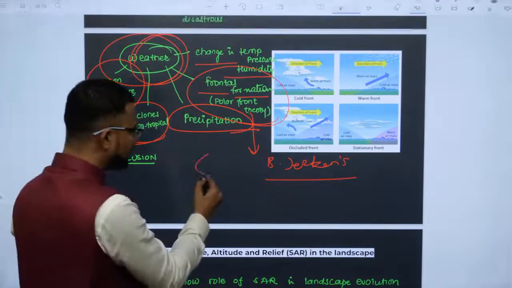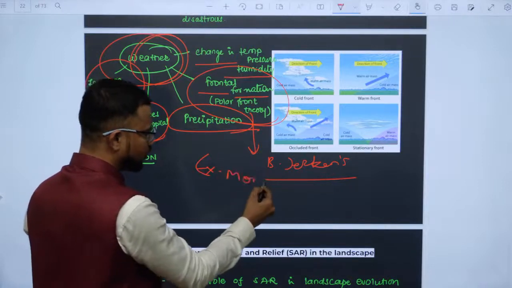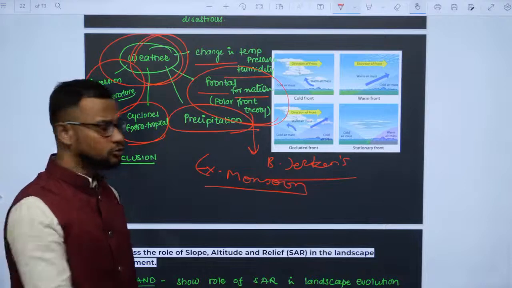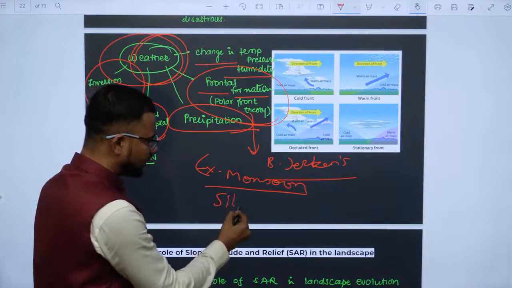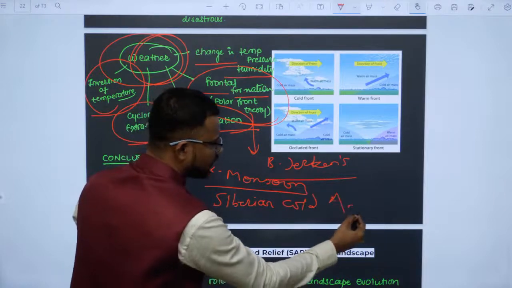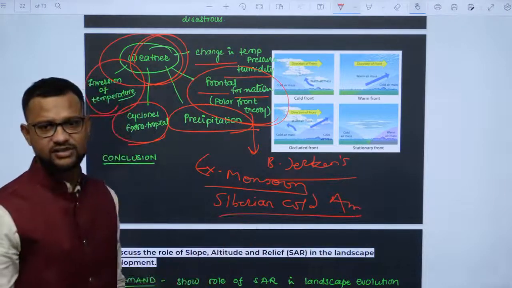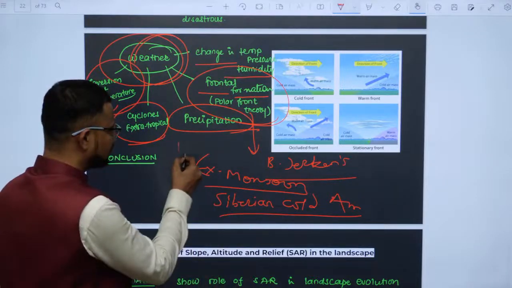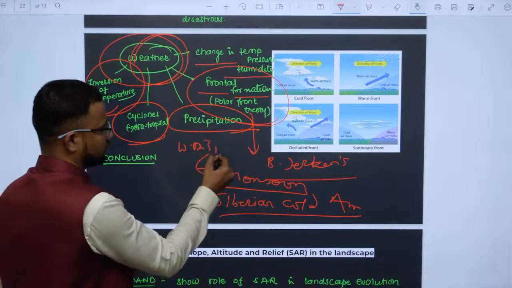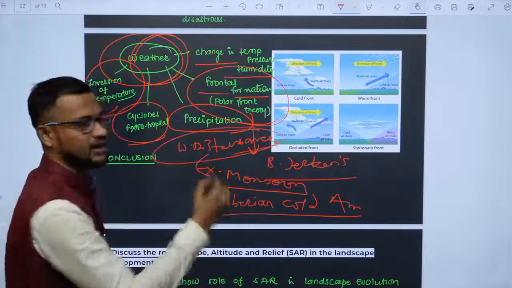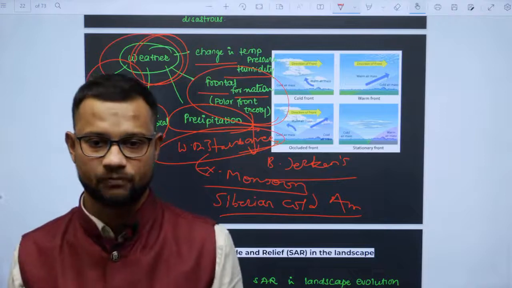Put the India example here, monsoon. And next, in winter, right, we are going to face the Siberian cold air mass. We are now going to face the Siberian cold air mass in the winter season. So you can write this example also. Western disturbance is also an air mass, right guys? So you need to write this kind of examples and their significance also in the conclusion.